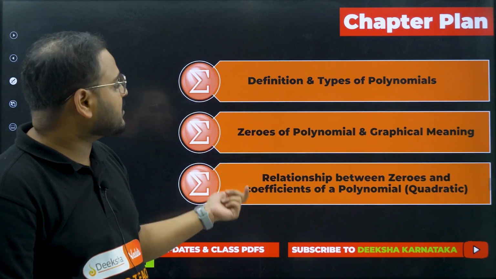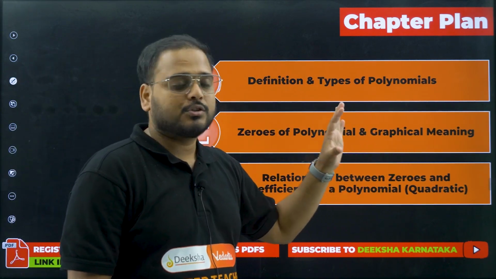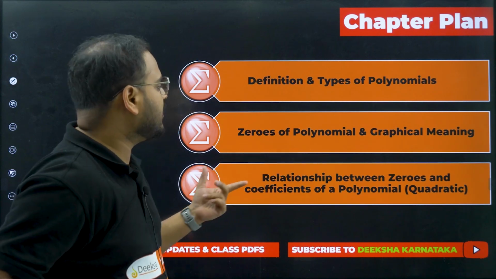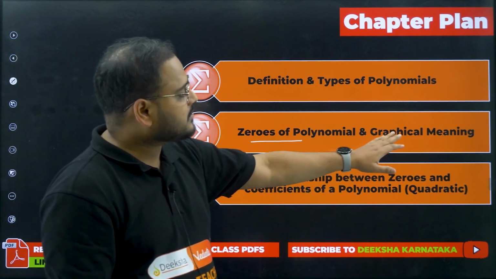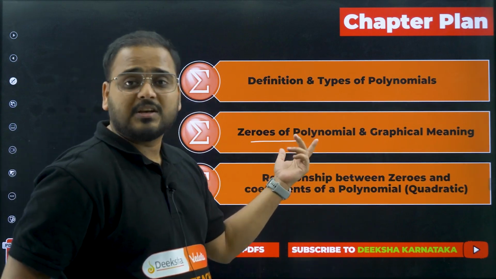Then comes what? The zero of a polynomial and graphical meaning. So we're going to discuss this part and this part. Only this part we'll discuss in the session today. This we'll see in the coming sessions. So, the graphical meaning of the zero of a polynomial.